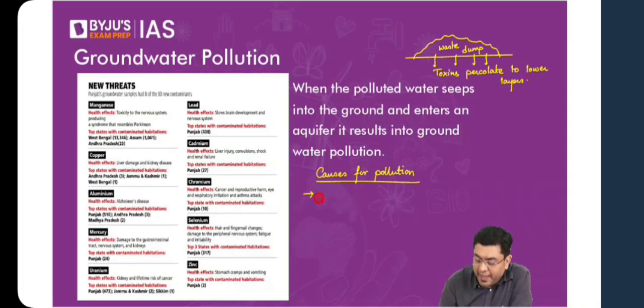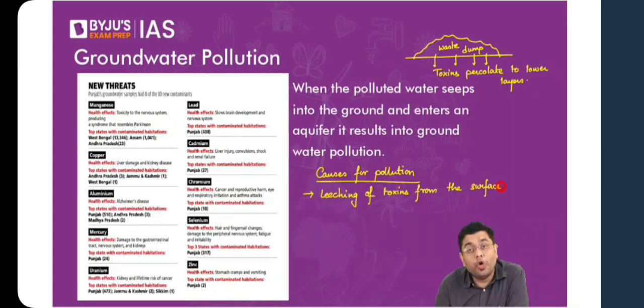Okay, so that can be created by seepage or simple leaching of toxins from the surface. Other than that, we can also experience an over extraction of groundwater. So whenever you carry out an over extraction of groundwater, for industrial purposes or for any other purposes, what happens?